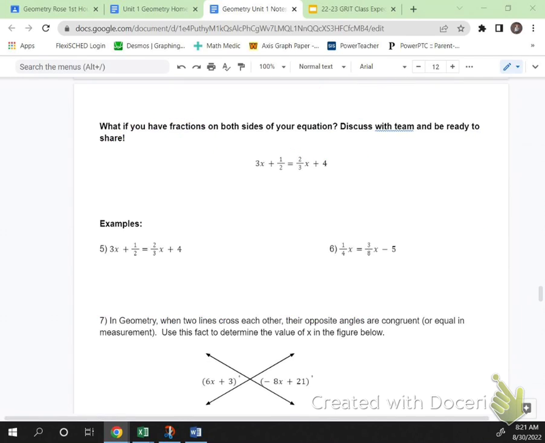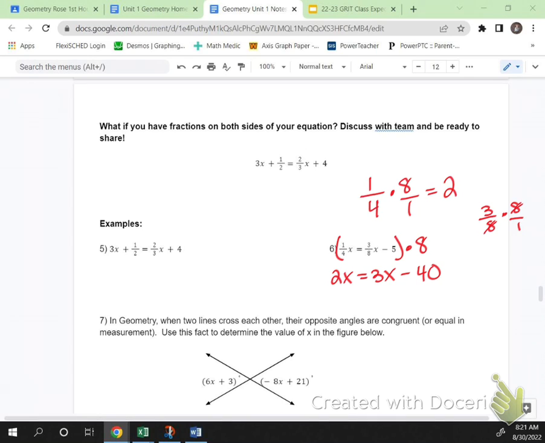What fraction buster did they use for number 6? 8. We're going to times this whole thing by 8 and get rid of those fractions. I have to multiply fractions. You can use your calculator. When you multiply 3/8 by 8, those 8s should cancel and you should be left with 3x. Don't forget to multiply your 5 by 8. That is my new equation. Did you get something similar?